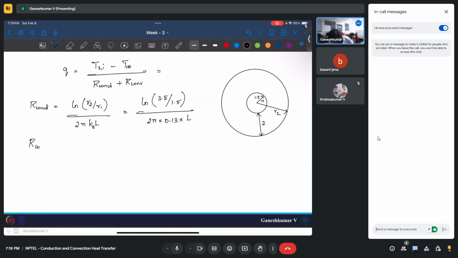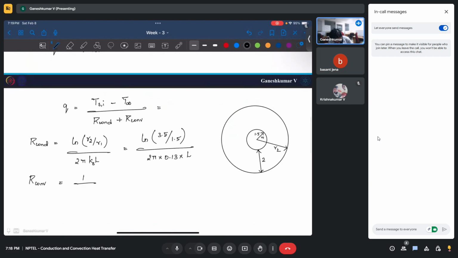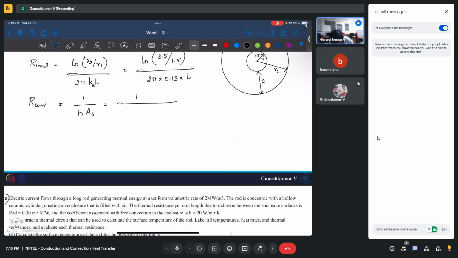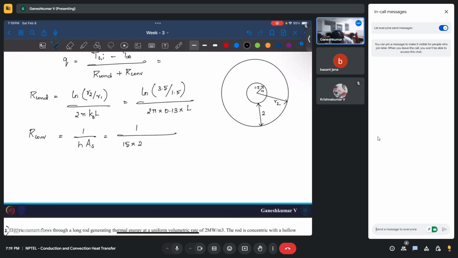And R convection. So convection, how will it be? 1 divided by h into area of the surface, where area of the surface would be perimeter times the length, 2 pi rL. So h, how much was the h here? 15. So 15 into 2 pi into r2, where r2 is 3.5. So L we don't know, right?